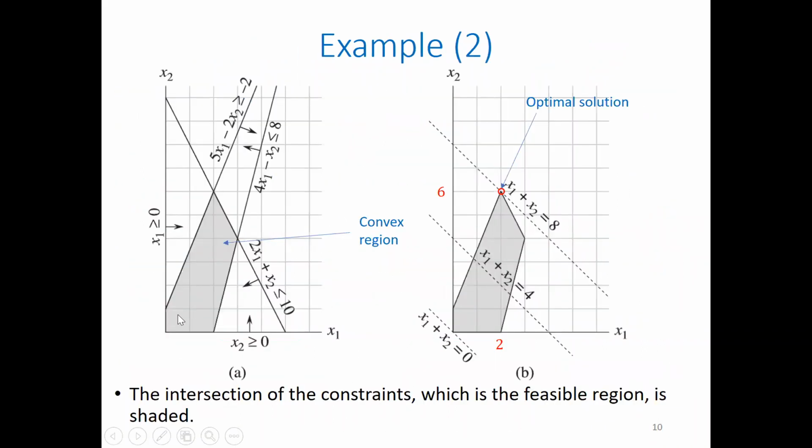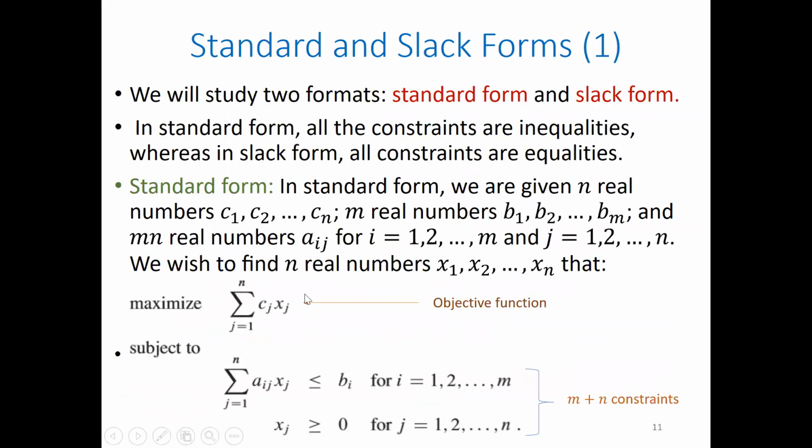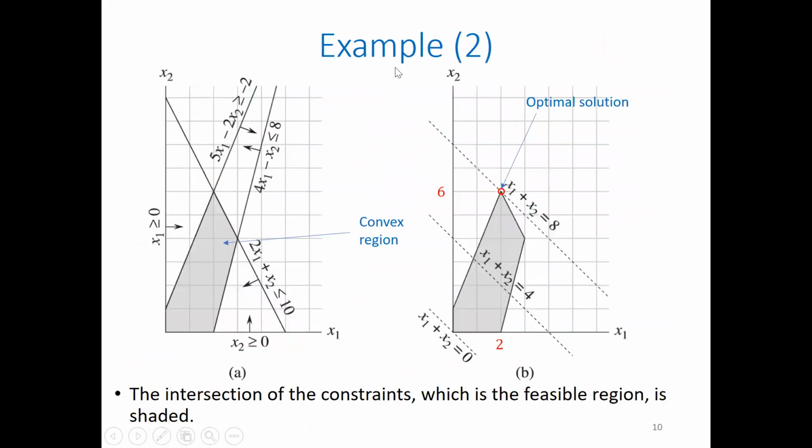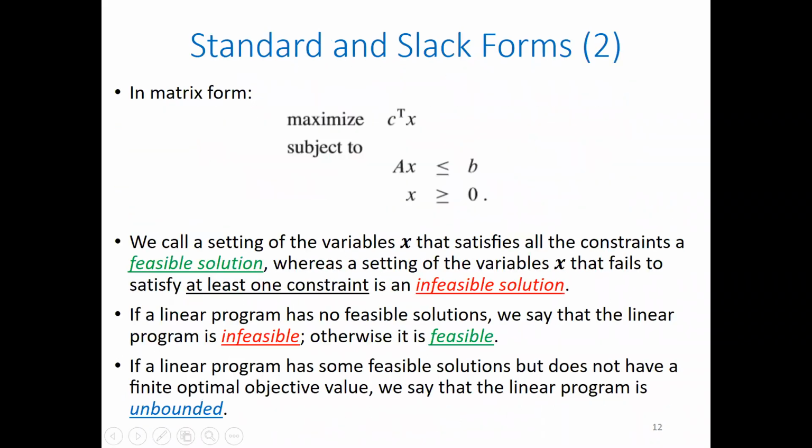Your solution could be this point, this point, this point, or this point. Any point in this area is a feasible solution. But if I ask you to find the optimal solution, that's only one, and that is this point. Keep that in mind, okay?